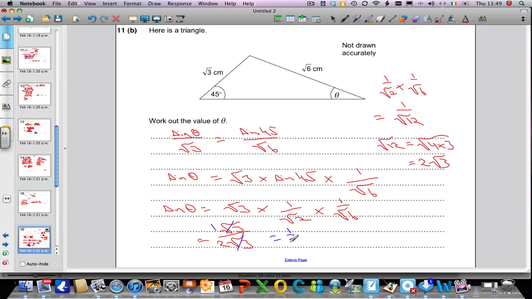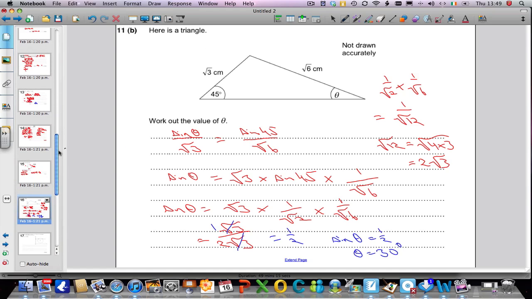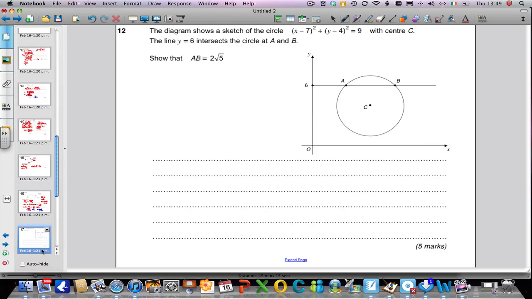So you get sine theta is a half, and you need to know that if sine theta equals a half, that means that theta equals 30 degrees. So you need to know your trig functions, 30, 45, 60 degree angles, 90 degree angles, all that sort of stuff for sine, cosine and tan. Okay, that was a tricky question.